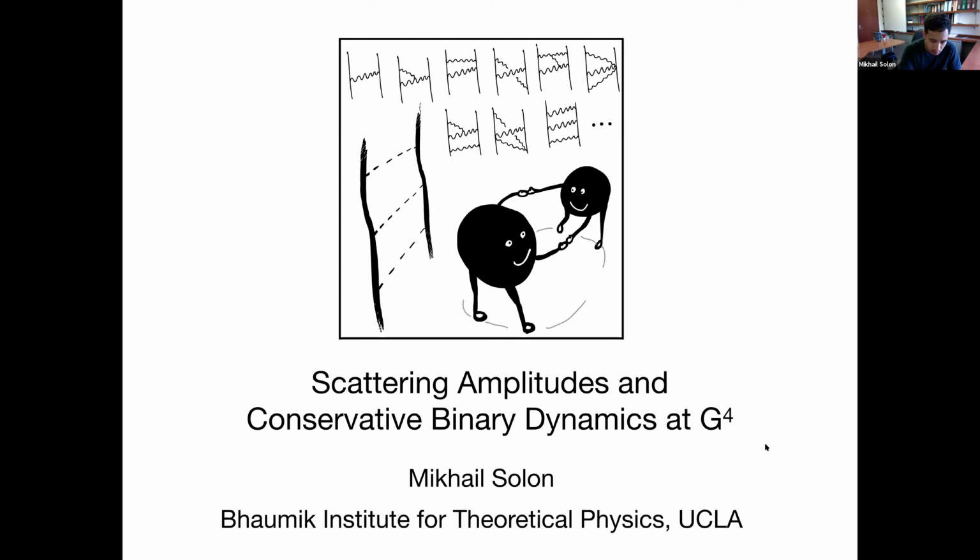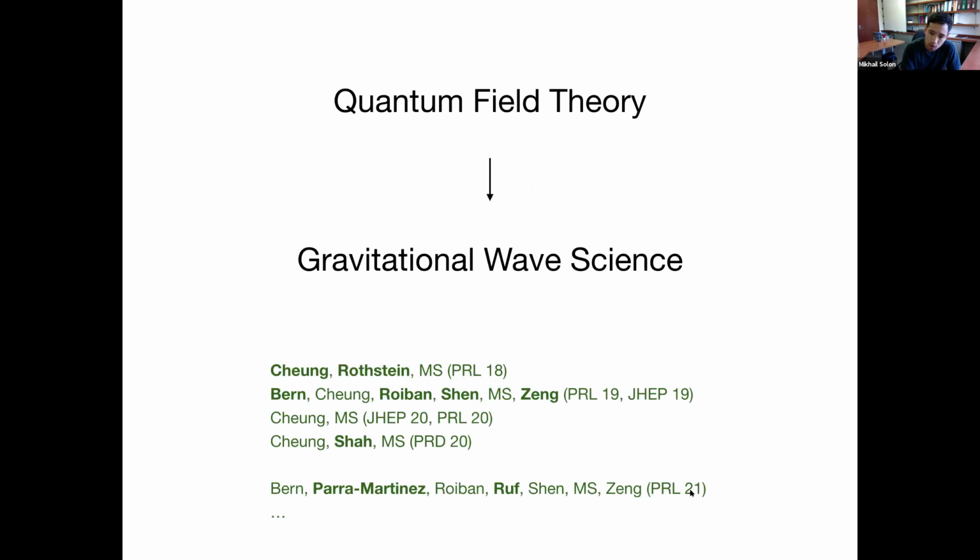Okay, so this talk is about using the tools of quantum field theory. So bringing together both the mathematical and physical aspects of theoretical high-energy physics to tackle significant problems in gravitational wave science. I'll be focusing on our new result, the conservative dynamics at G to the 4 due to potential modes, which appeared earlier this year.